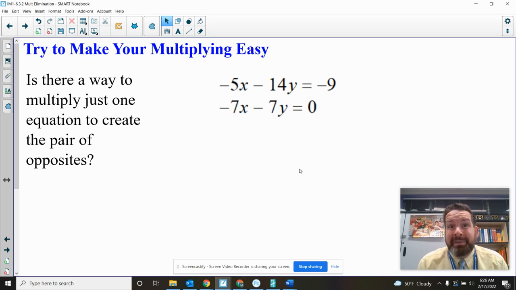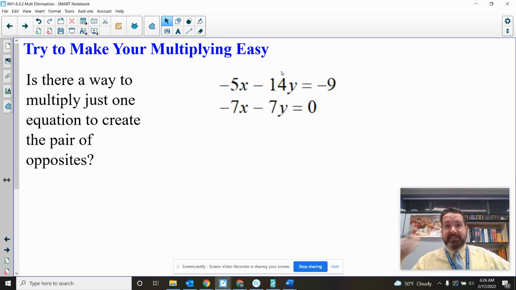This is the biggest trick to this, is trying to find a way to multiply to make your life easy. Now, you're allowed to multiply the top equation. You're allowed to multiply the bottom equation. You're allowed to multiply them both. But easier is typically if you can find just one equation that requires multiplying. That way you don't have to do as much work.